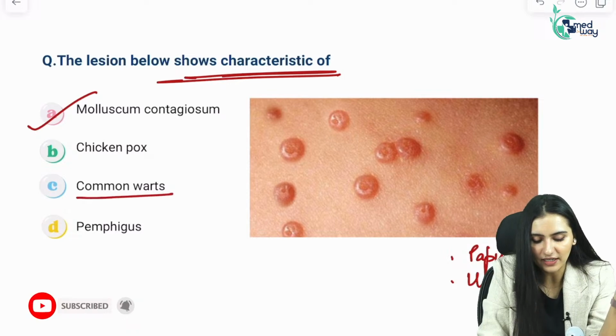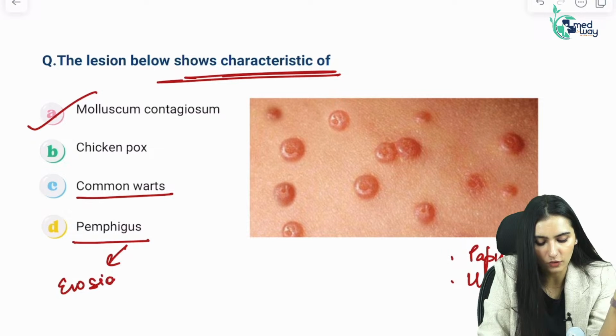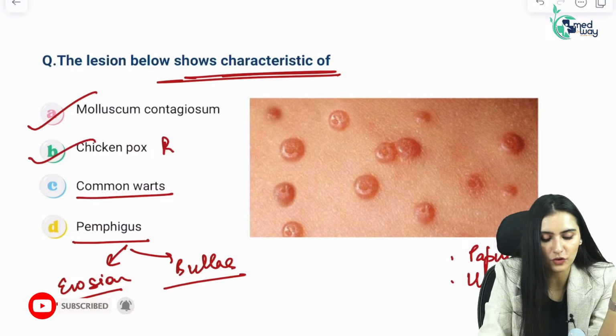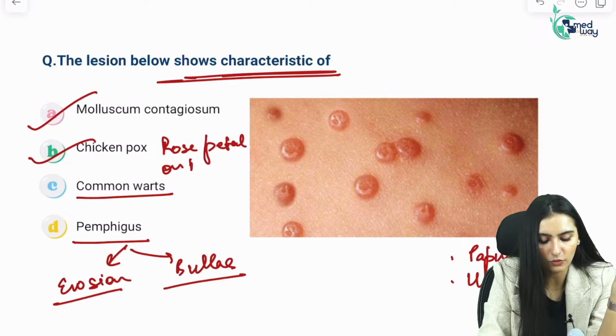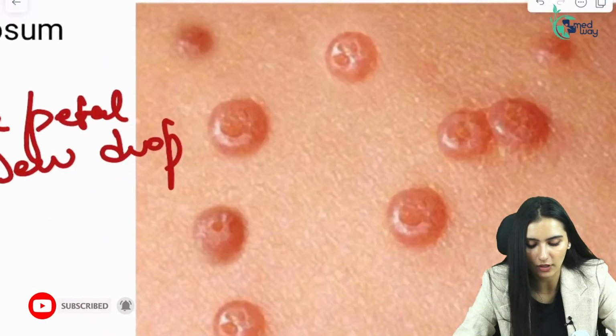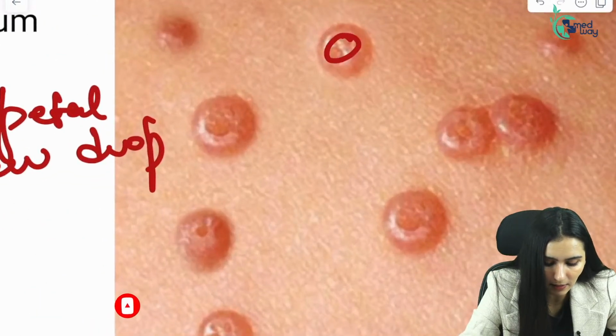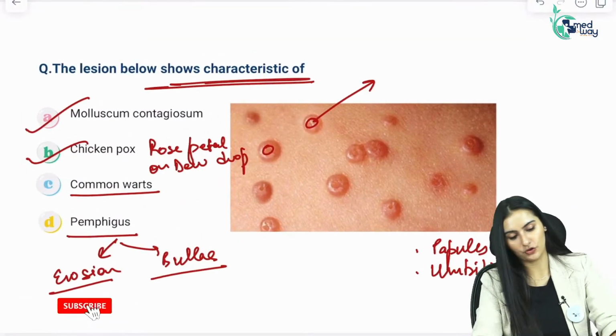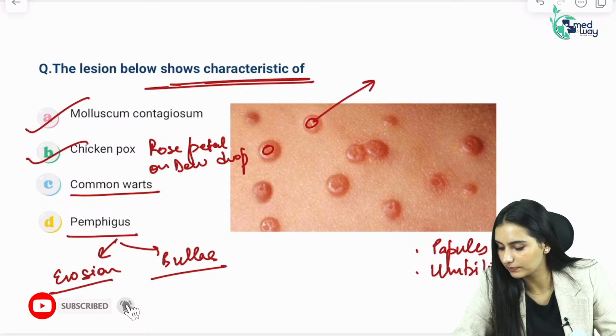Common warts we have seen. Pemphigus is either going to be an erosion or it's going to be a bulla. Chicken pox is going to have a rose petal on dewdrop appearance. Okay, this is central umbilication. This is the umbilication I'm talking about. This part is umbilicated. This is a papule with central umbilication, molluscum contagiosum.